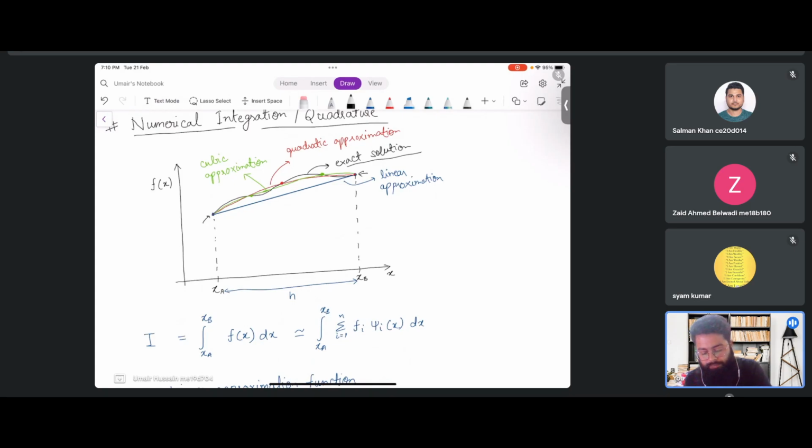So the integral is basically the area under this curve. So how can we find the integral under this straight line here? It is basically the area of this trapezoid, right? This trapezoid.